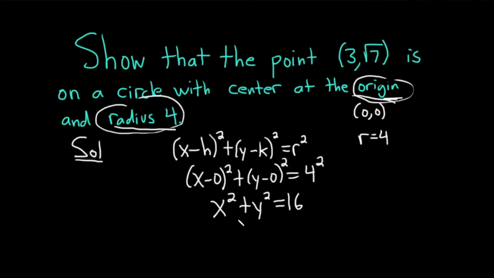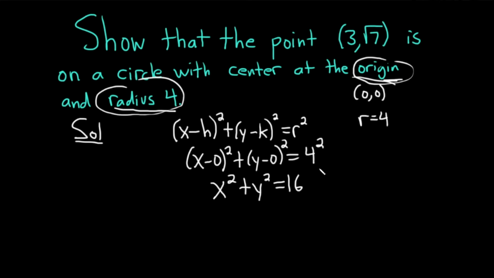So a point is on the circle if when you plug your point into this equation, it's true. In other words, if I plug in an x and a y and I get 16, then that ordered pair (x, y) is a point on the circle. So in our particular case, we have to plug in this point here to verify that it's actually equal to 16.